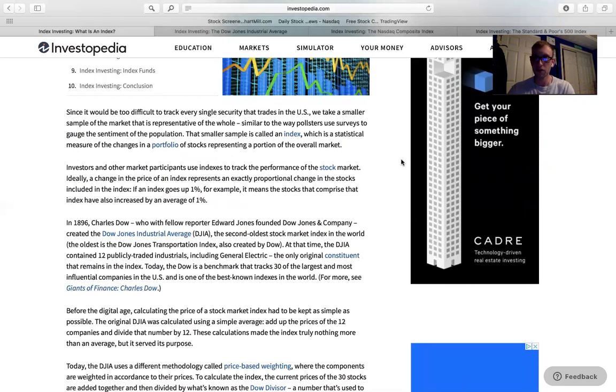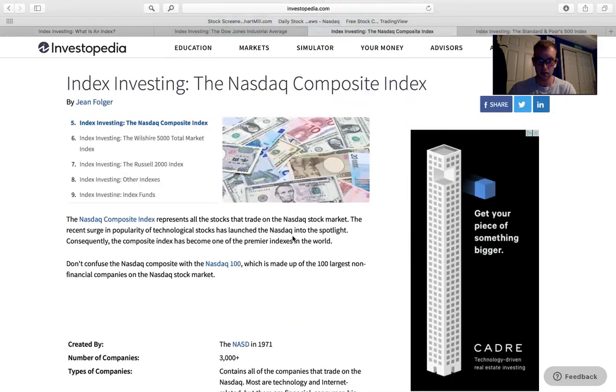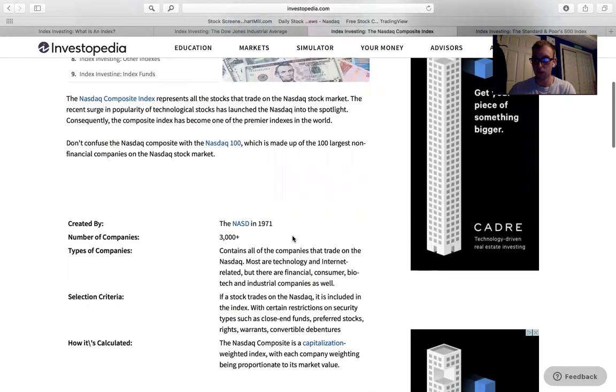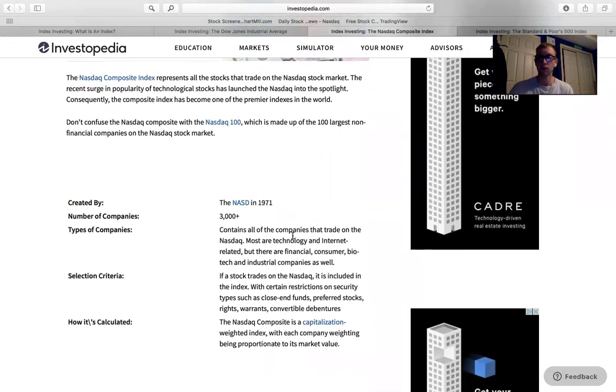So the first index we're going to talk about here is the NASDAQ. The NASDAQ stands for the National Association of Security Dealers Automated Quotations. It was founded in 1971 by NASD, otherwise known as the National Association of Security Dealers.